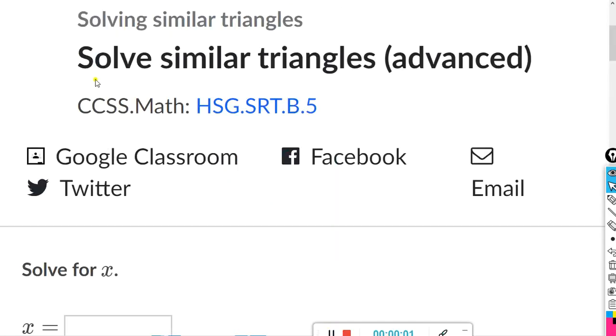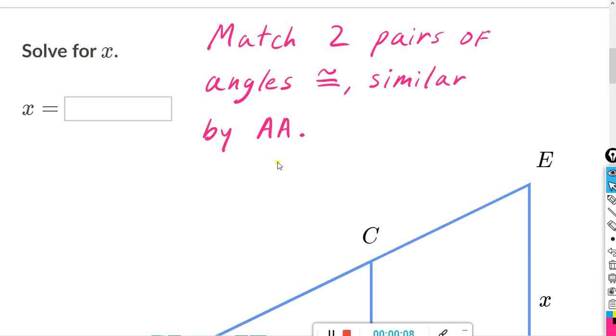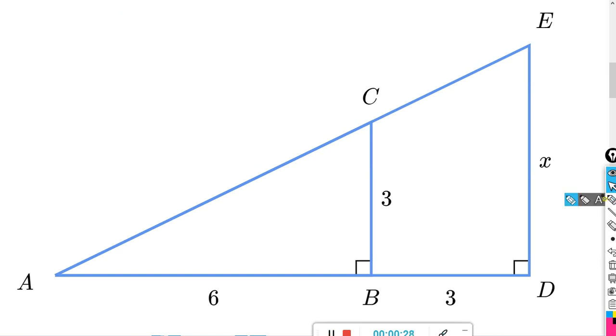This will be for the assignment, solve similar triangles advanced. So if you can match two pairs of angles congruent from one triangle to the other, the triangles are similar by AA. Okay, that stands for angle, angle. So that will be the case for each problem in this exercise. These diagrams will all be the same except for the side lengths.